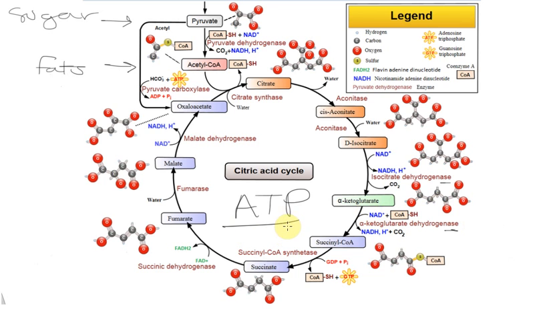Now, since we're talking about making ATP, there's no ATP actually made in the citric acid cycle. The citric acid cycle does, however, make things that turn into ATP. So we're making 3 NADH. We have 1 at isocitrate dehydrogenase, 1 at alpha ketoglutarate dehydrogenase, and 1 at malate dehydrogenase. We're making 1 FADH2 right here at succinate dehydrogenase, and we're making 1 GTP.